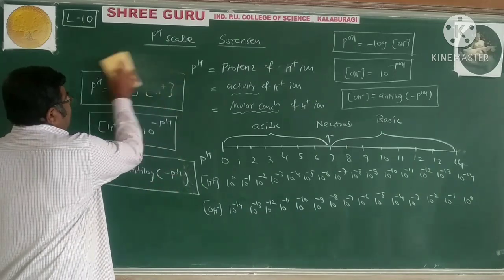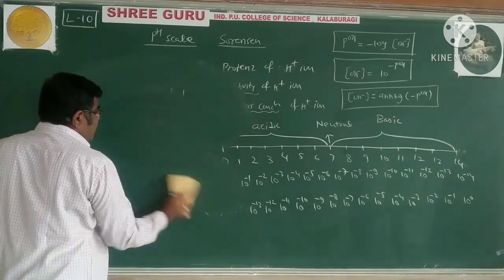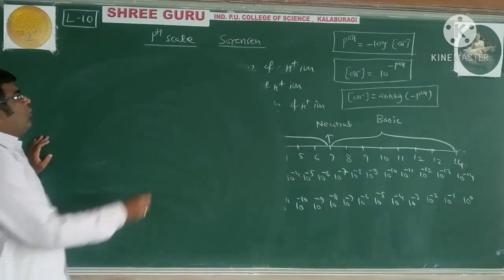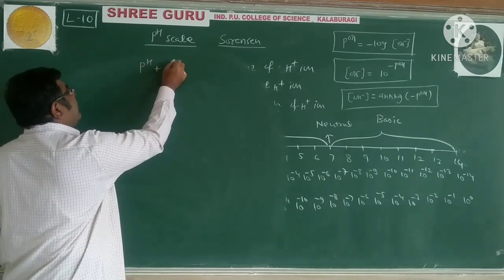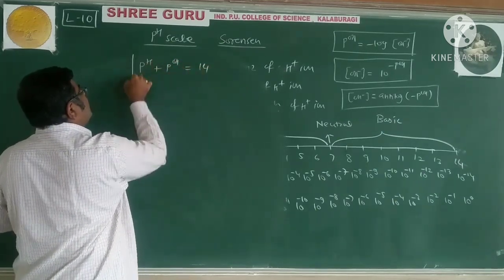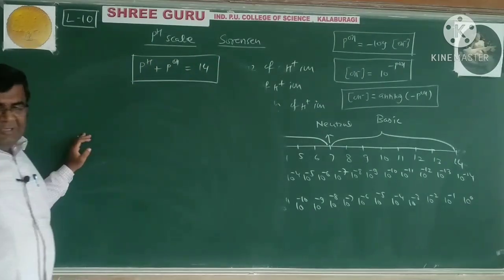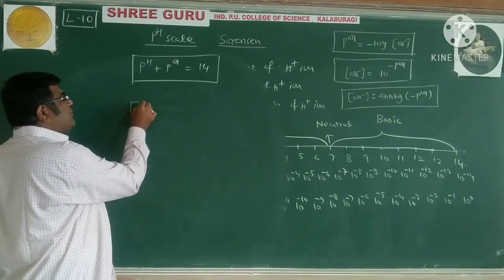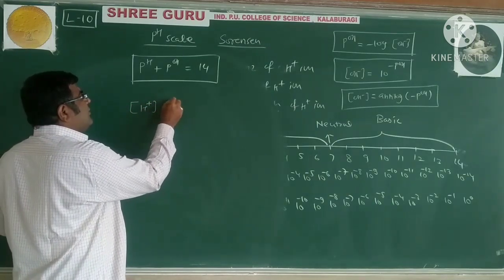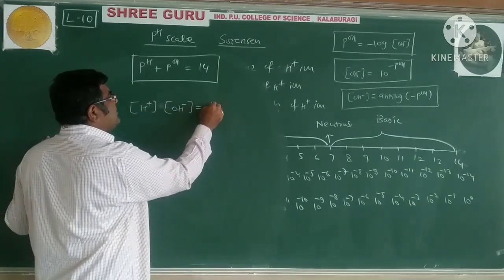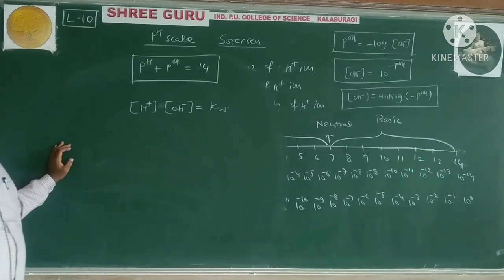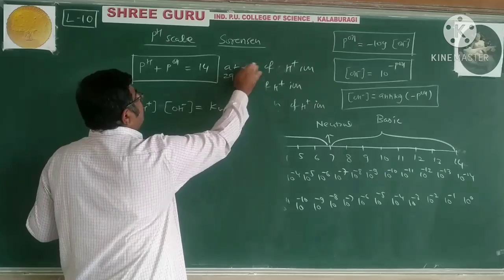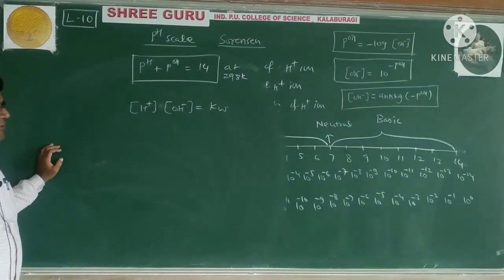Now we'll solve one question which is always asked in the theory examination. That is pH plus pOH is equal to 14. This one formula will do. They may ask us to prove this formula, deduce it, or derive it. So we start with H plus ion concentration multiplied by OH minus ion concentration is equal to the ionic product of water. Of course, this is at 298 Kelvin, because only then was this 14 valid.